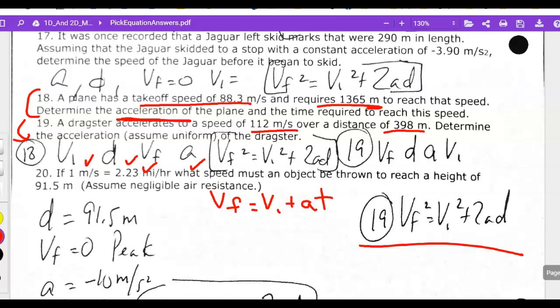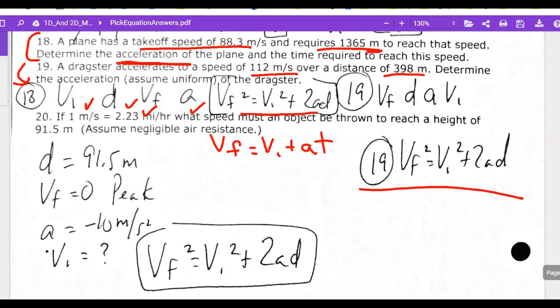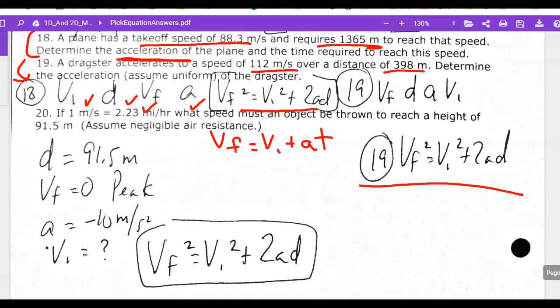Do you see how you just can't use any equation? It's got to have everything. Look, in 18 we had VI, D, VF, and A. Well, there's only one equation that has VI, VF, D, and A. It's right here. See? So does it match? Yeah. So what do I got? What do I want? And what fits?